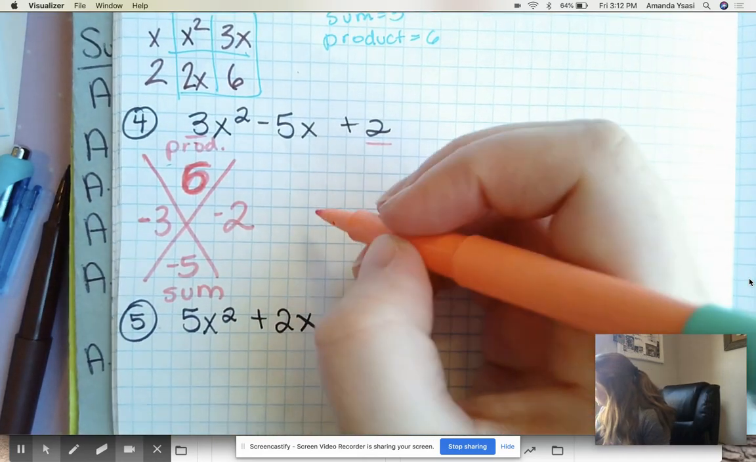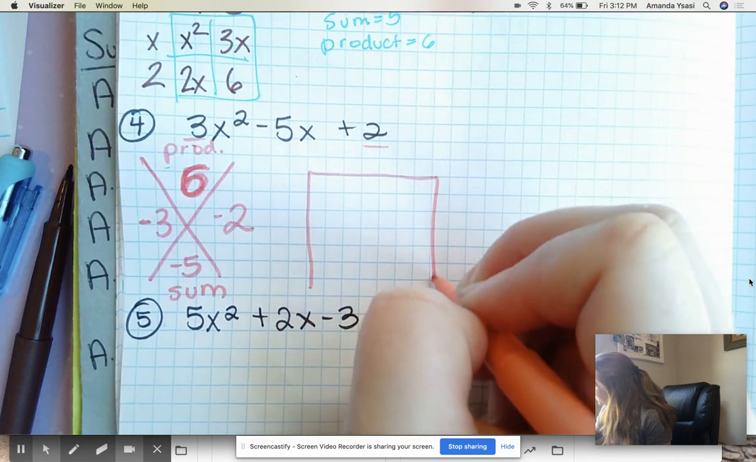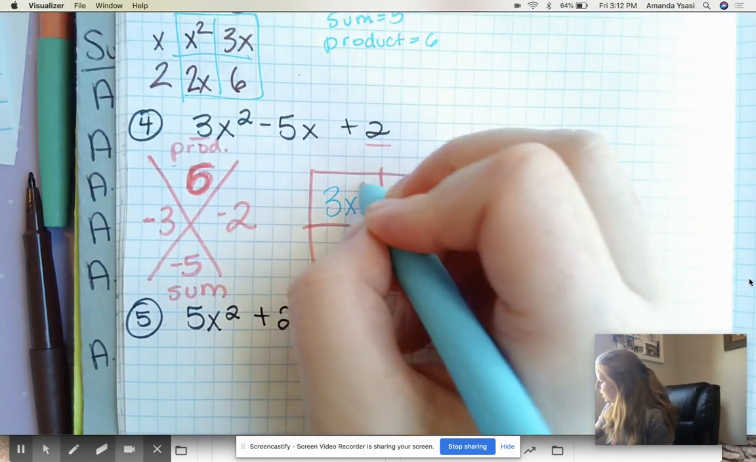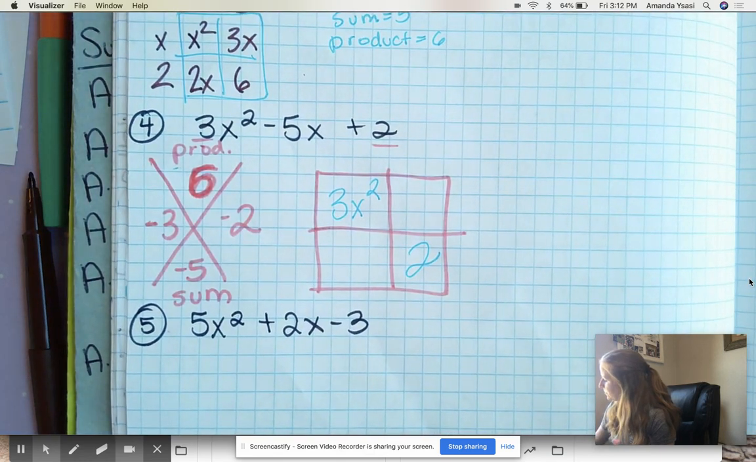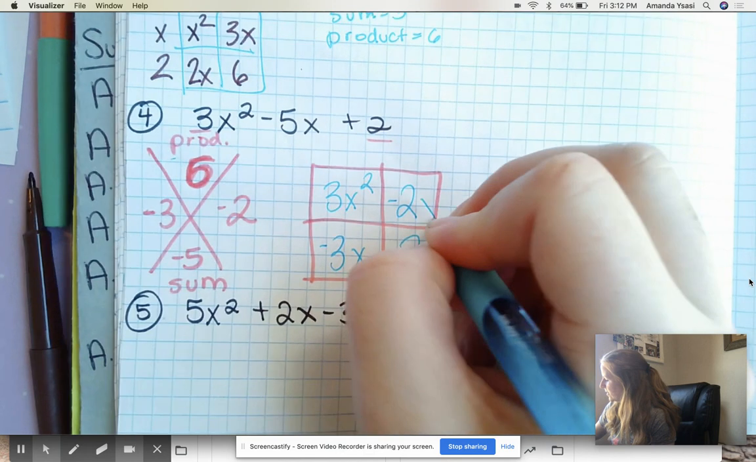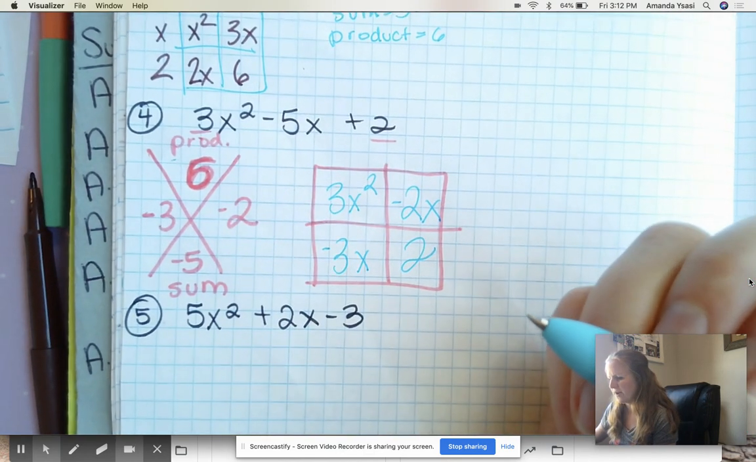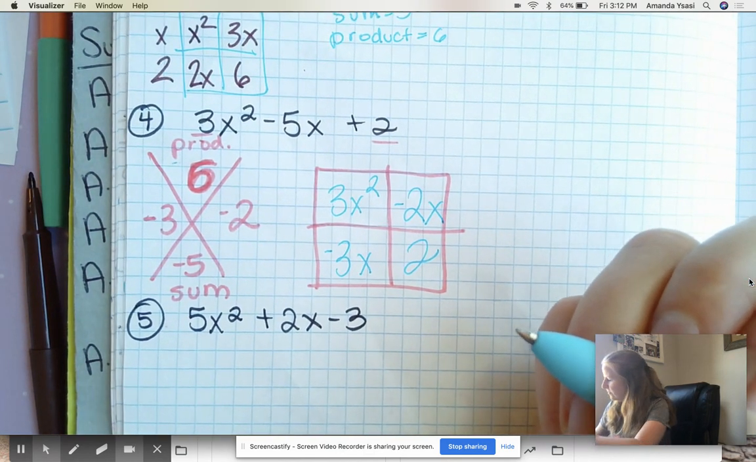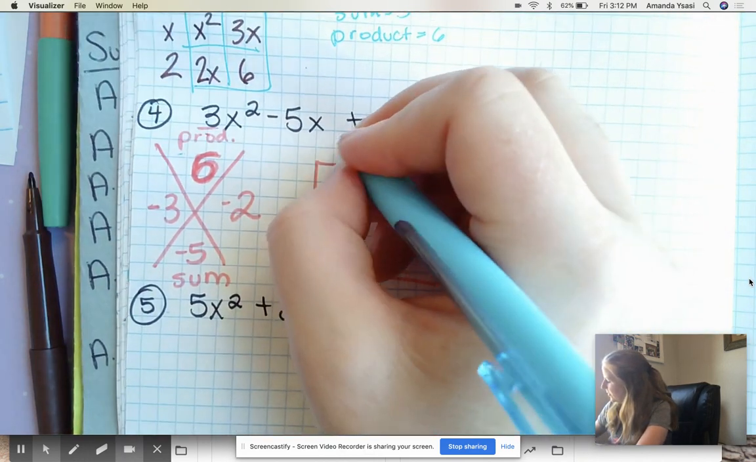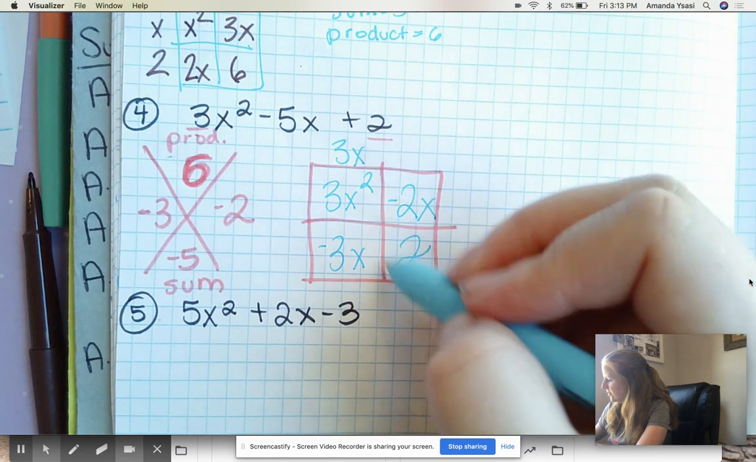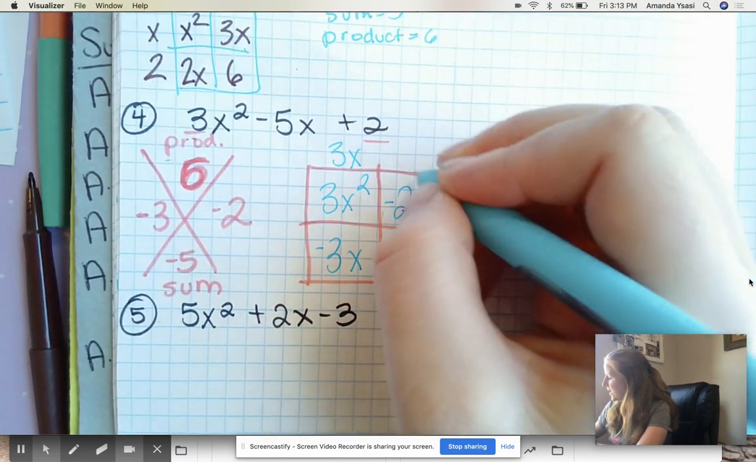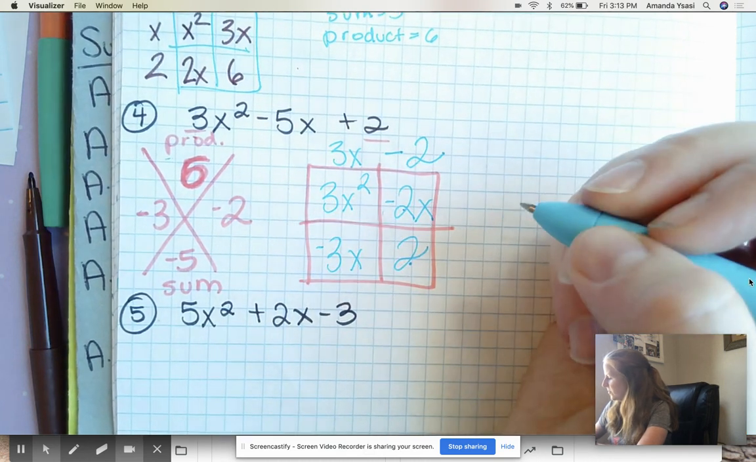So then I'm going to use my box. So this is 3x squared. This is 2. This would be -3x, and this would be -2x. And then I start factoring. So here, this column right here would be a 3x. Here, -2x and 2. Since the leading one is negative, we're going to do a -2.